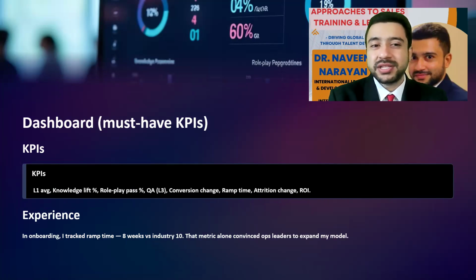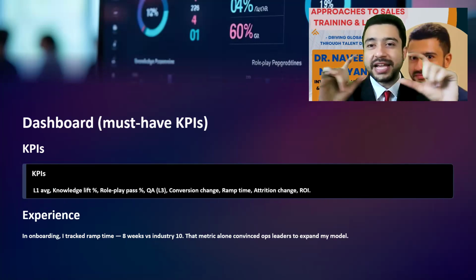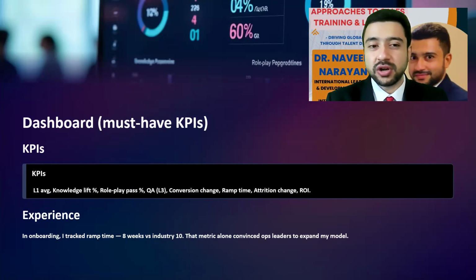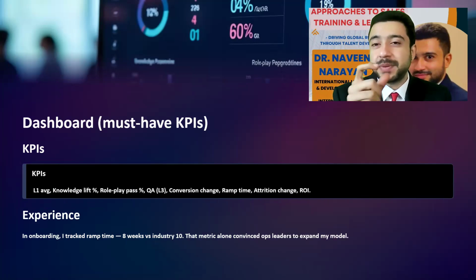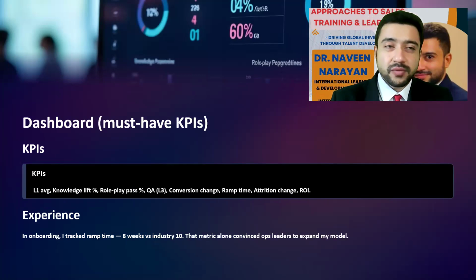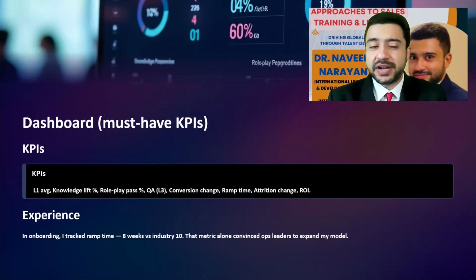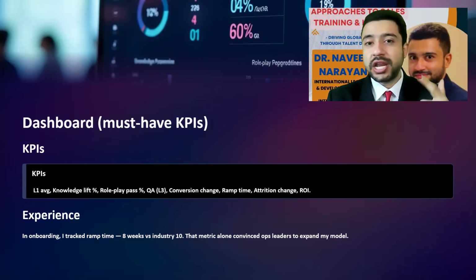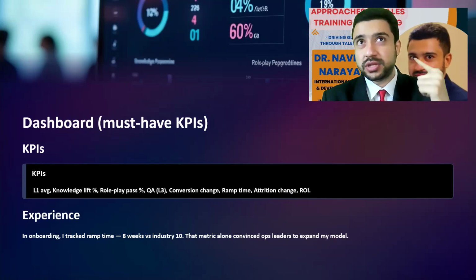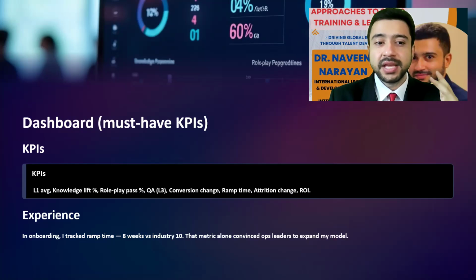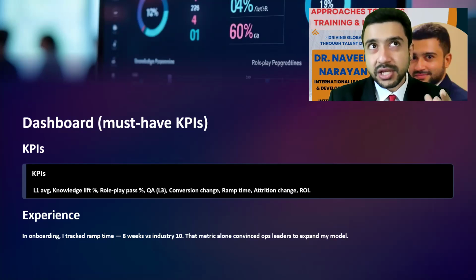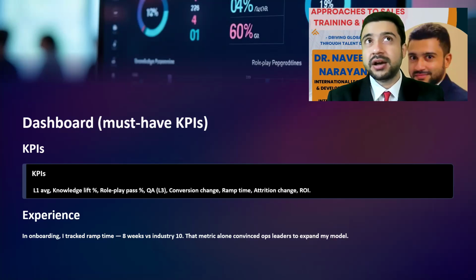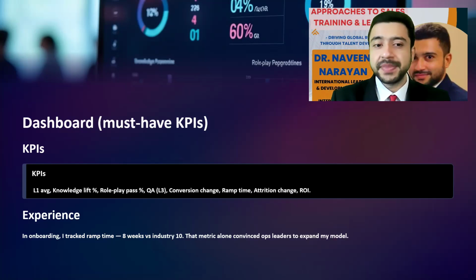Now, the dashboard. See how the dashboard should look. The dashboard of the training needs performance metrics, or must-have KPIs. You can prepare the key performance indicators differently for each trainer, but here I'm giving some of the ones I follow. L1 average is compulsory for me. Knowledge lift percentage, how much the knowledge is increasing in him, is very important for me. Role play pass percentage: how he is performing in the role play and how involved he is in the conversation itself. That is very important for me.